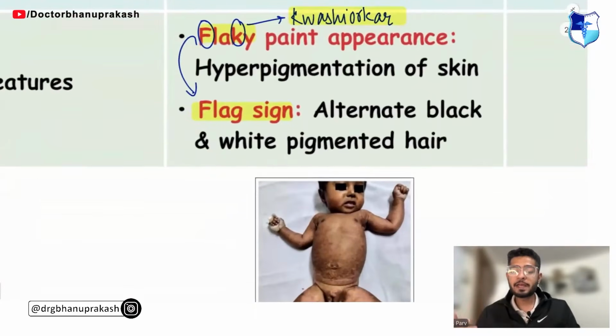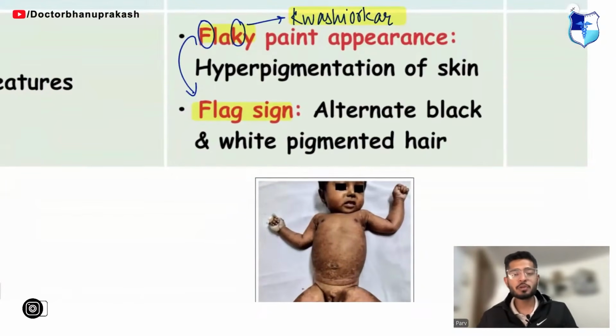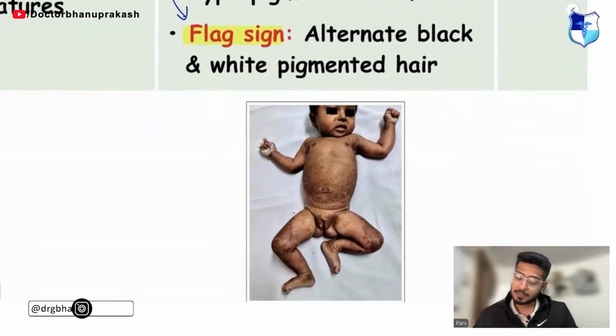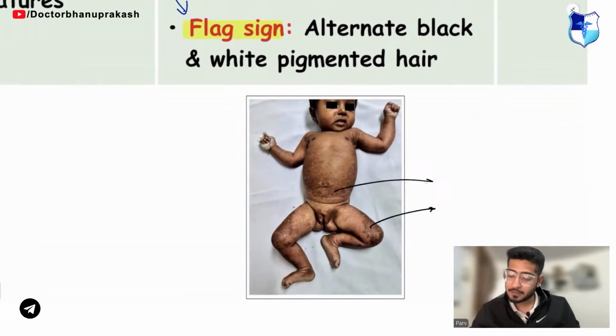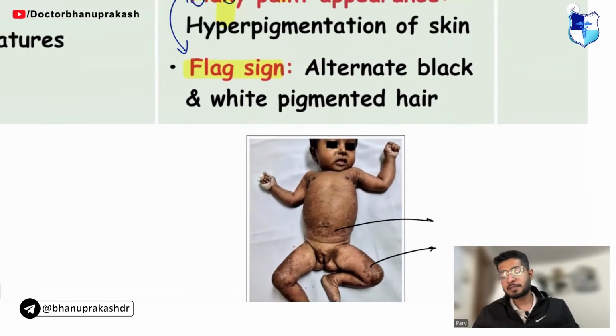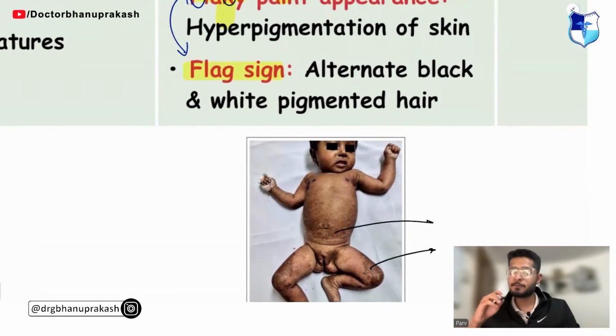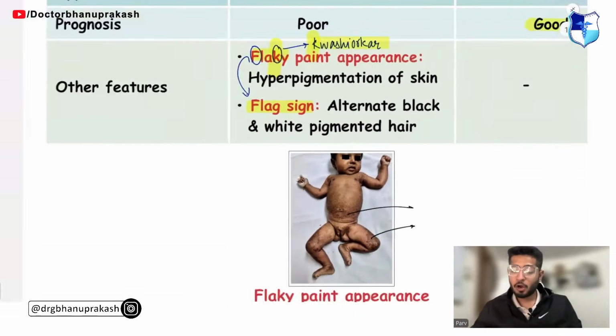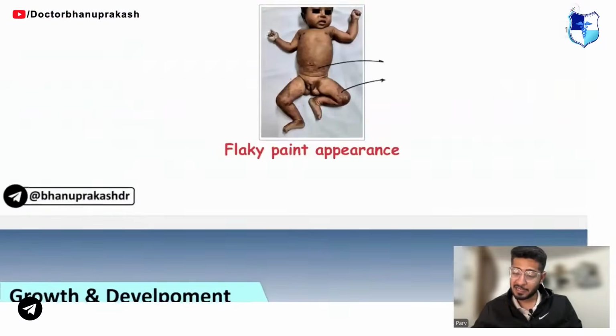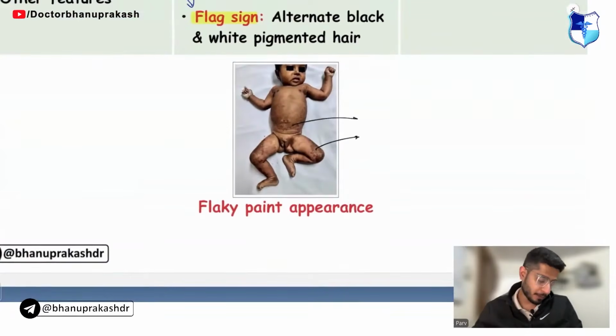So coming on to flaky paint appearance. Yes, in kwashiorkor you are going to see flaky paint appearance. So flaky has got K. K for kwashiorkor, that is hyperpigmentation of the skin. Can you see this? This is actually the flaky paint appearance, and there is the flag sign, that is alternate black and white pigmented hair.